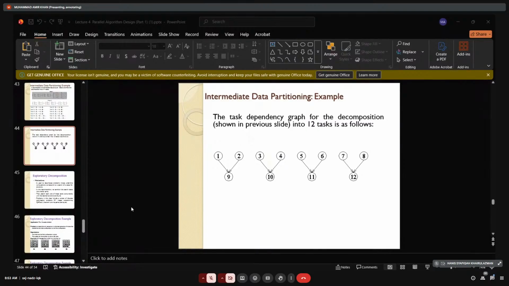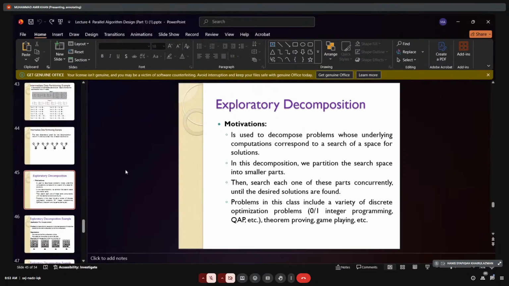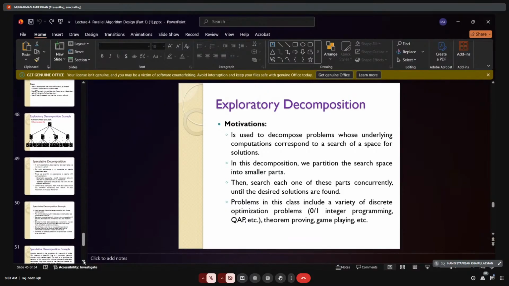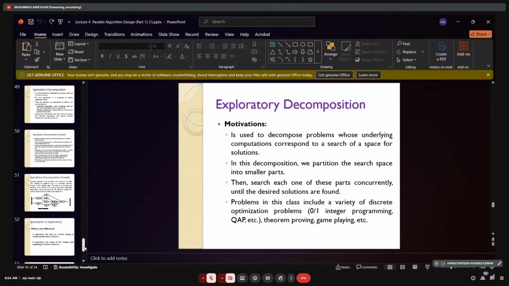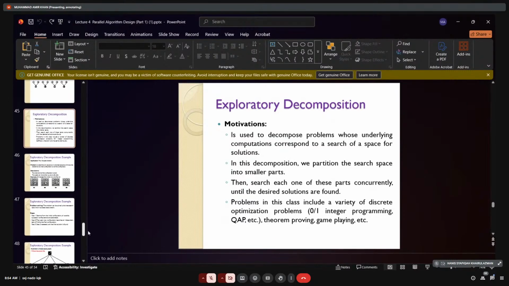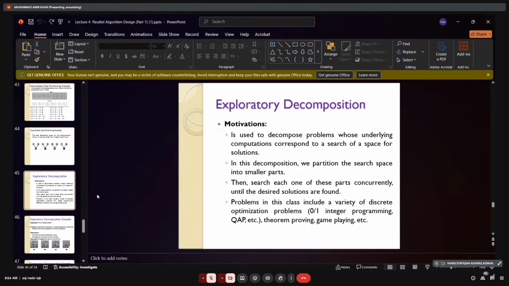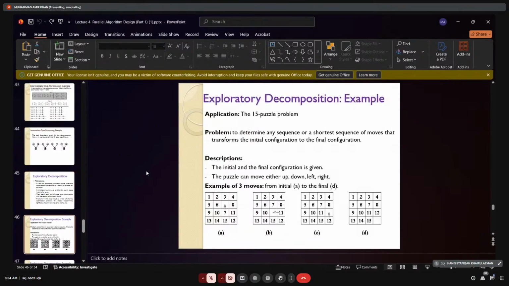Okay, so this is the slide basically we have to complete by this week. Already finished. Now we have another decomposition, which is exploratory decomposition. Now we have only 7, 8 slides, so we will start from this next week. Exploratory decomposition. Very simple, very easy.